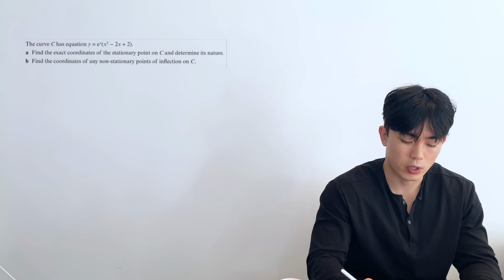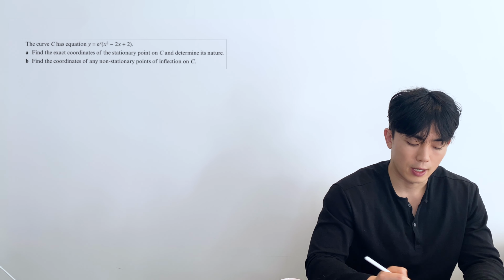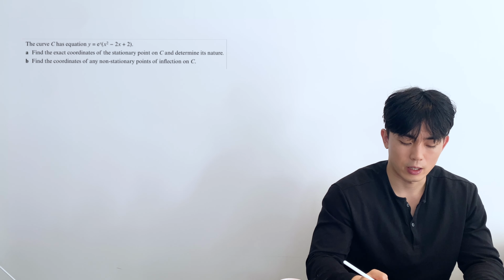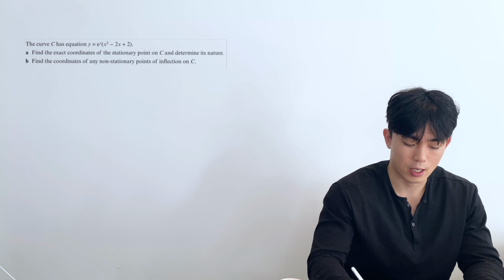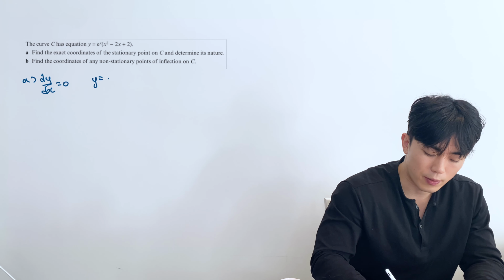So we have a curve C, which has equation y is e to the x times x squared minus 2x plus 2. And it says find the exact coordinates of the stationary point and determine its nature. So we know that the stationary point is when the derivative dy by dx is equal to 0. So what we need to do now is just differentiate this first.